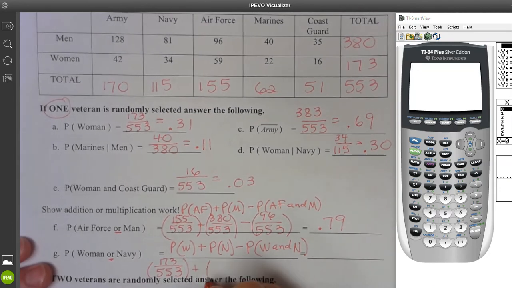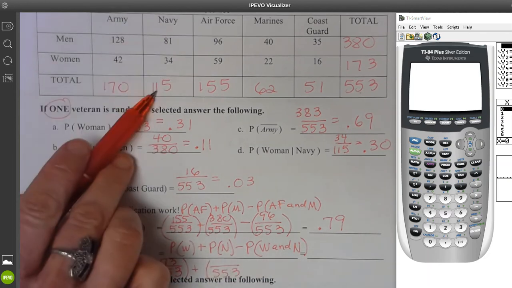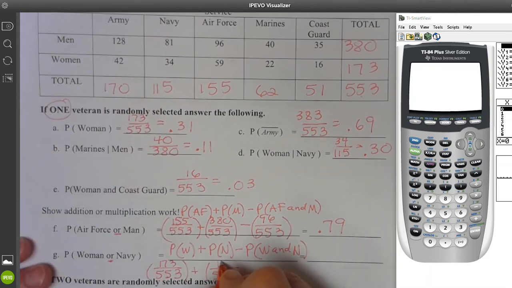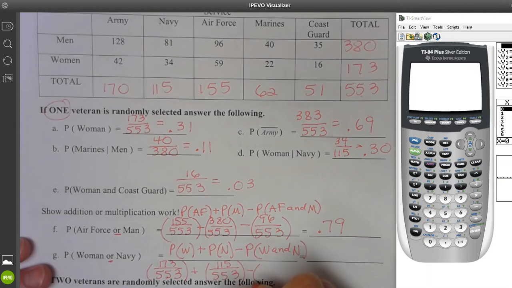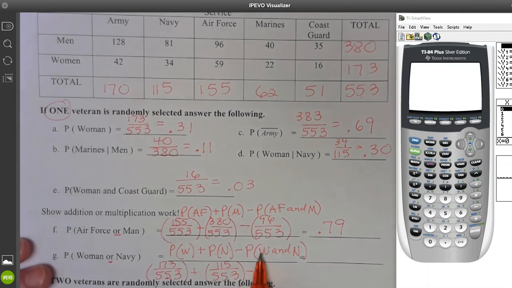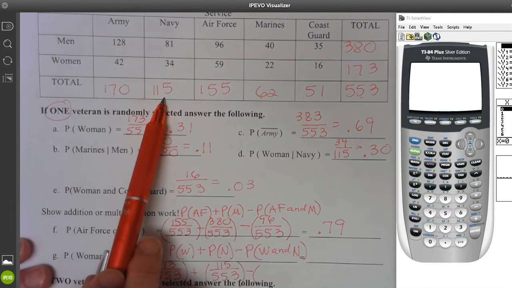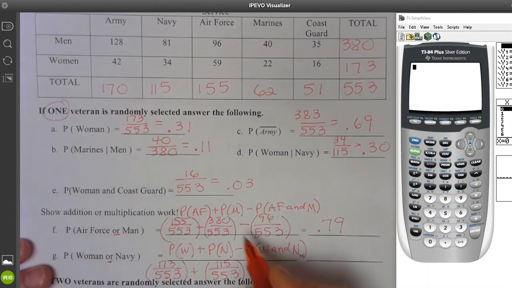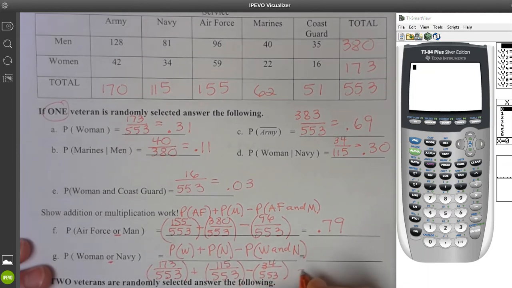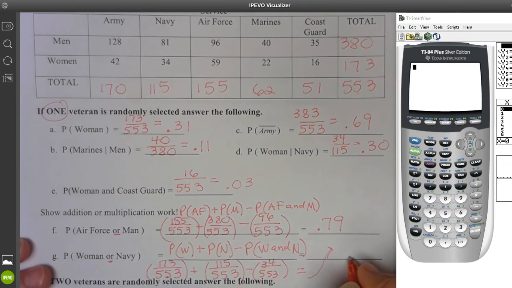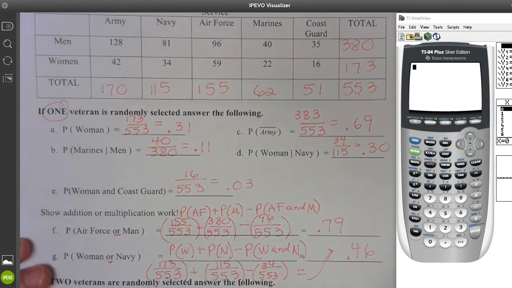Plus the probability of being in the Navy. That total is 115. Minus, I need to see how many people are women in the Navy. So that number, here's our Navy people, this is the number of women. So that's the 34 out of 553. Doing that math, we get 0.46.